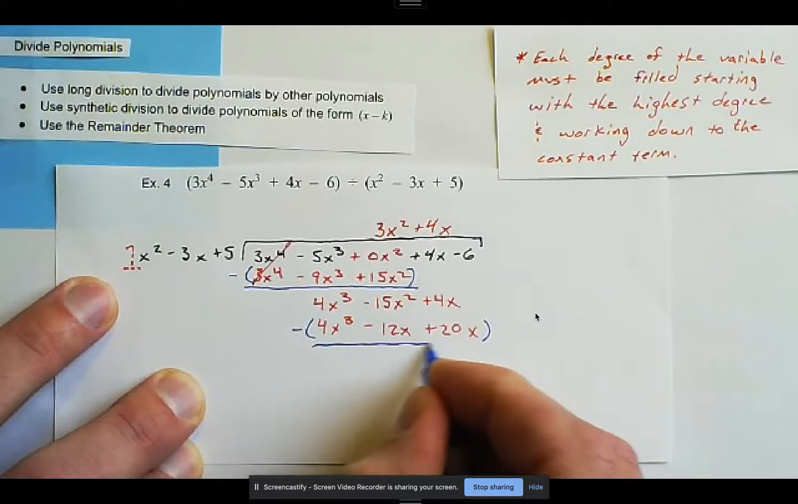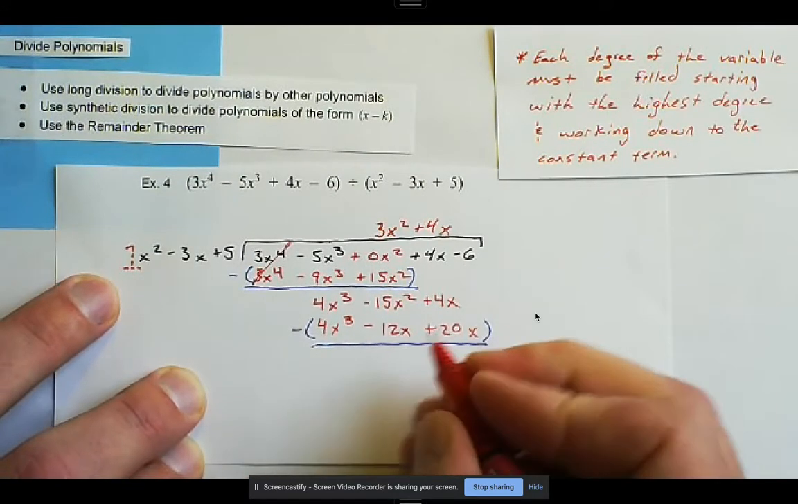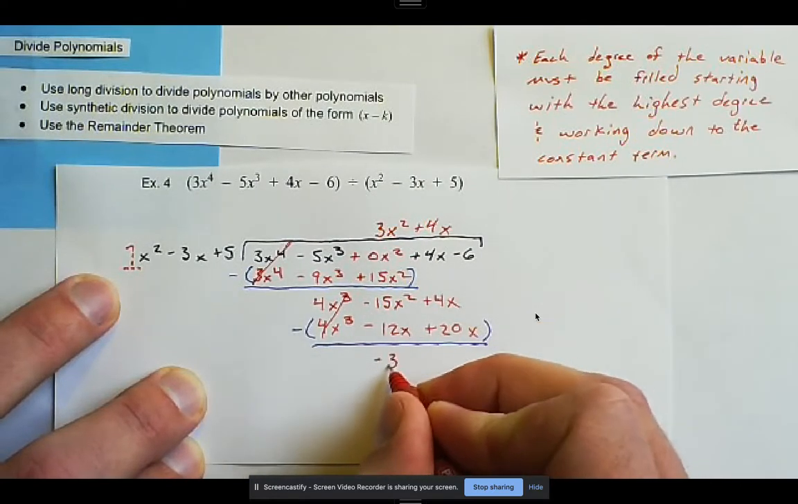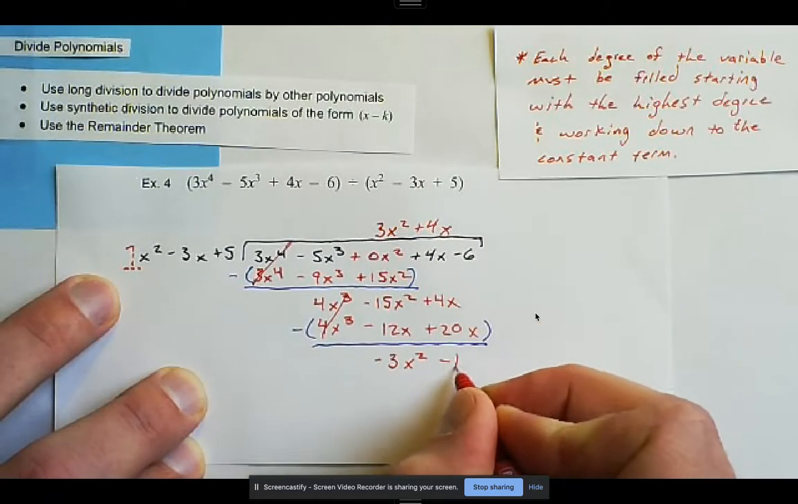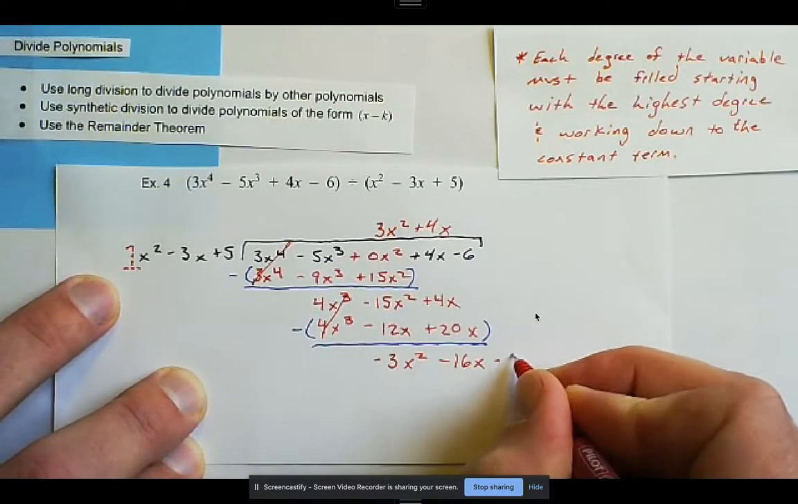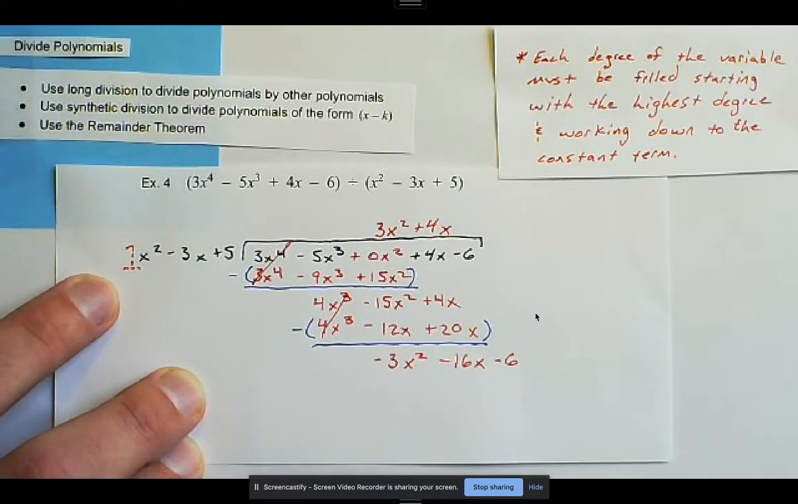And then we have to subtract the polynomial again. Make sure that we're subtracting that whole polynomial. And then we're left with our lead term canceling out. And we're left with negative 3x squared minus 16x. And then we bring down the negative 6 for our last. There's nothing left. The constant term is the last term we bring down.